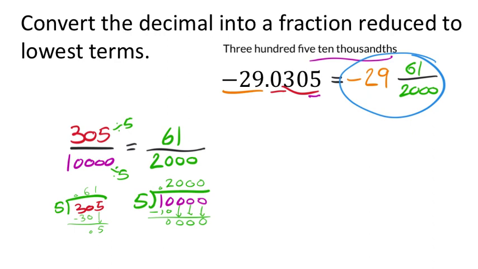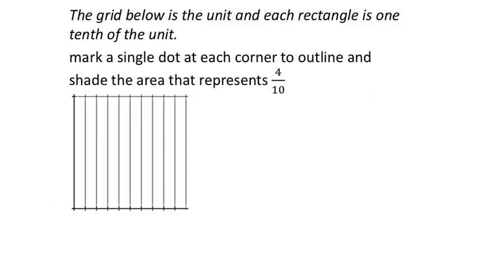Boom. That is all. The grid below is the unit, and each rectangle is 1/10. So here's your tenths. Of course, 10 of them makes up a full unit. So that's why they're saying the full grid is a full unit. Mark a single dot at each corner to outline and shade the area that represents 4/10. Now since each of these is its own tenth, like this is a tenth right here.